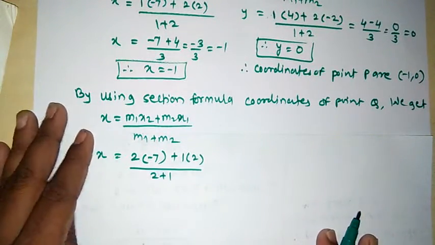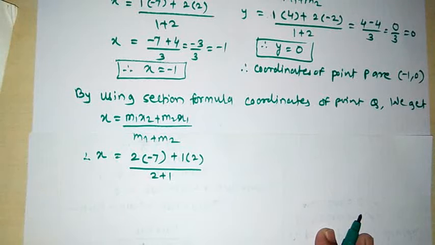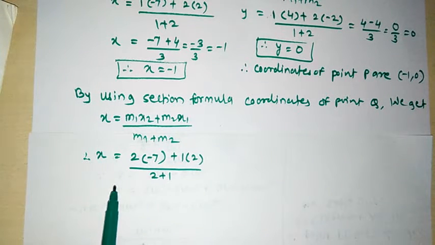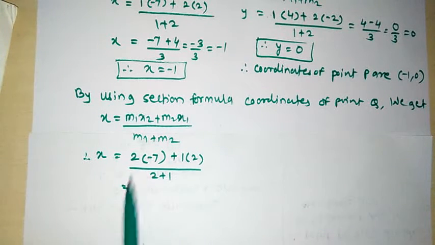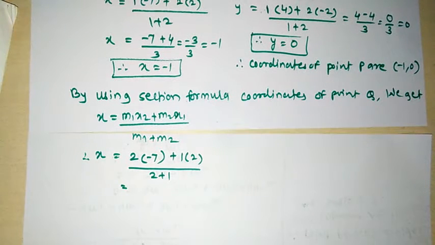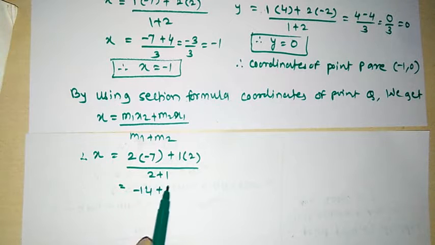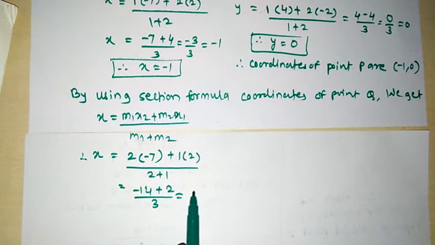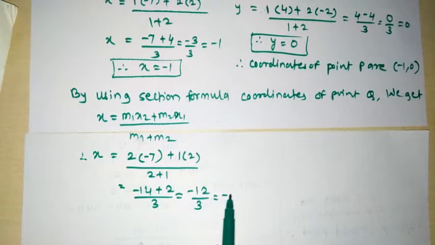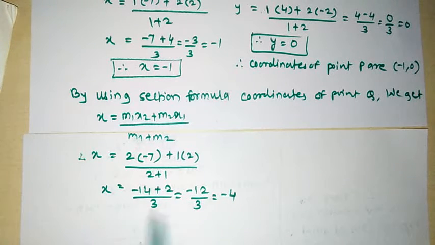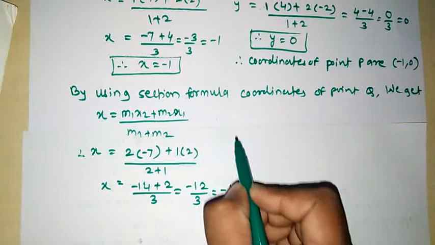Now see here, M1 plus M2 is 2 plus 1, which is equal to 2 into minus 7. 2 into minus 7 is how much? 2 into minus 7 is minus 14, plus 2, divided by 3, which is equal to minus 12 divided by 3, which is equal to minus 4. We got x is equal to minus 4 here, and also we have to find y.